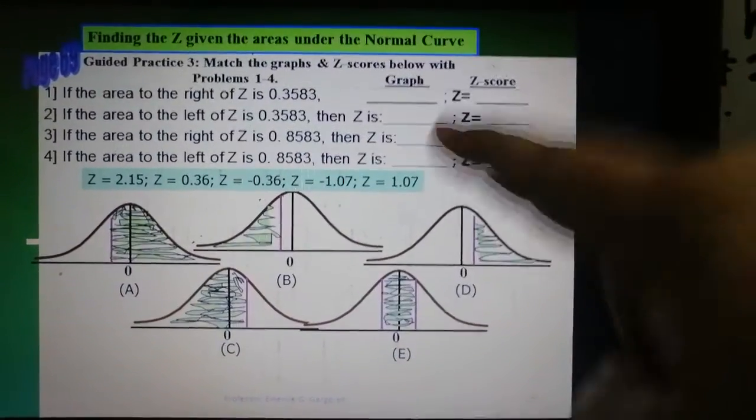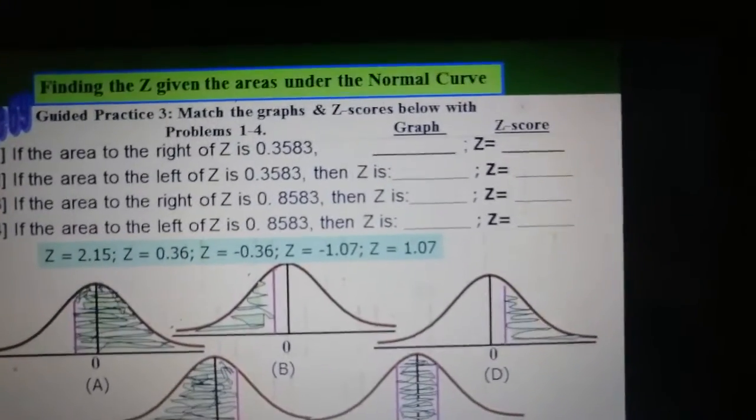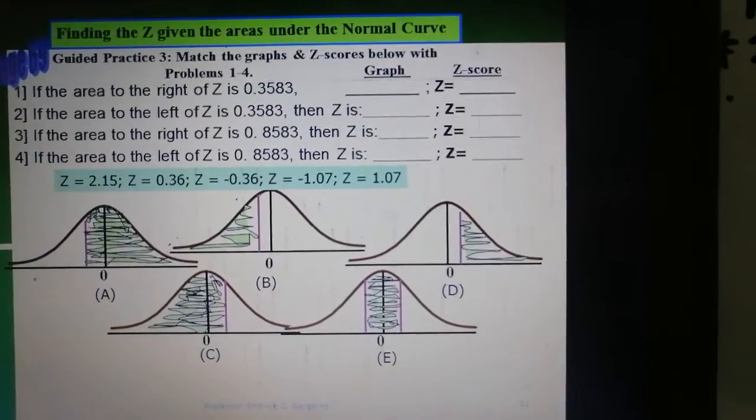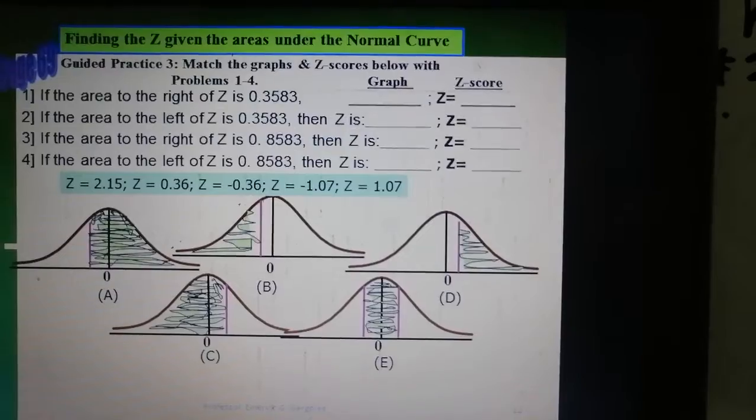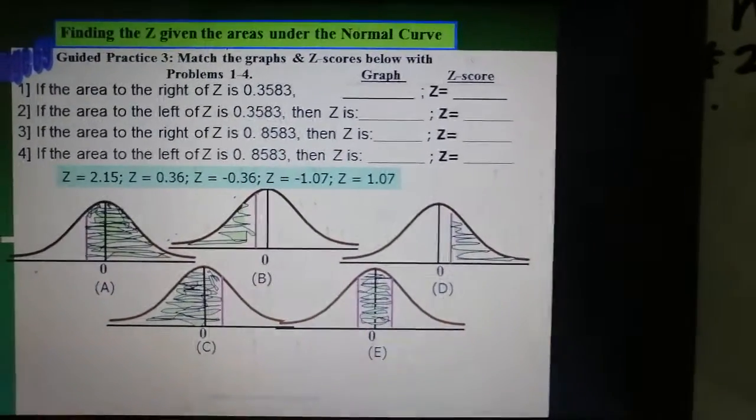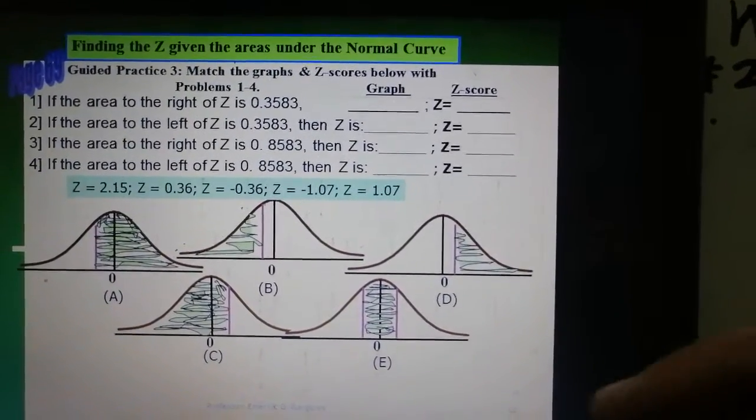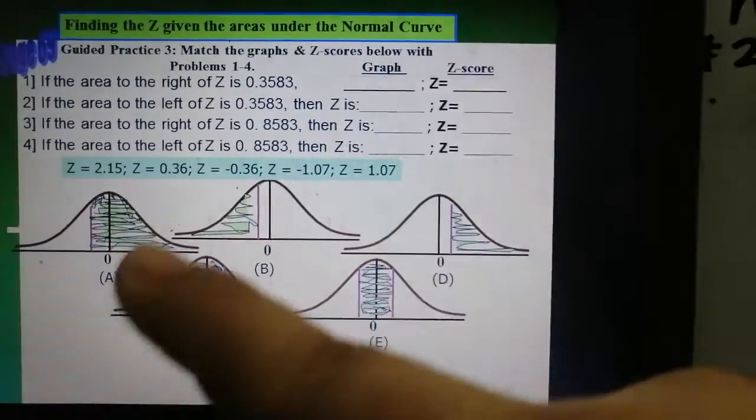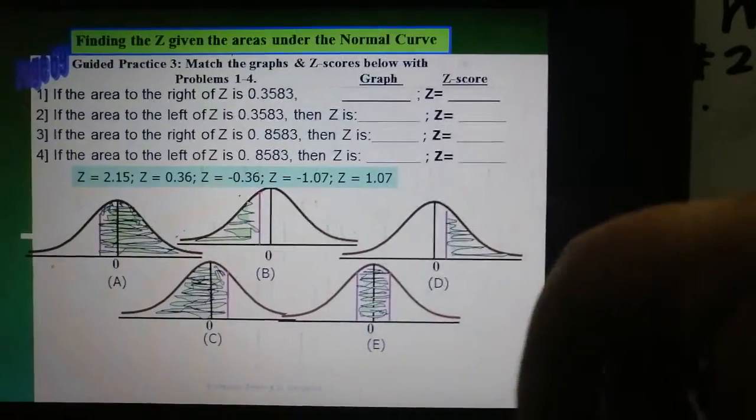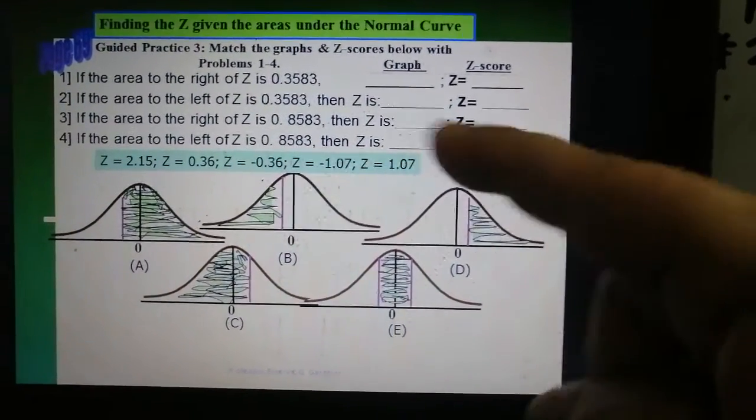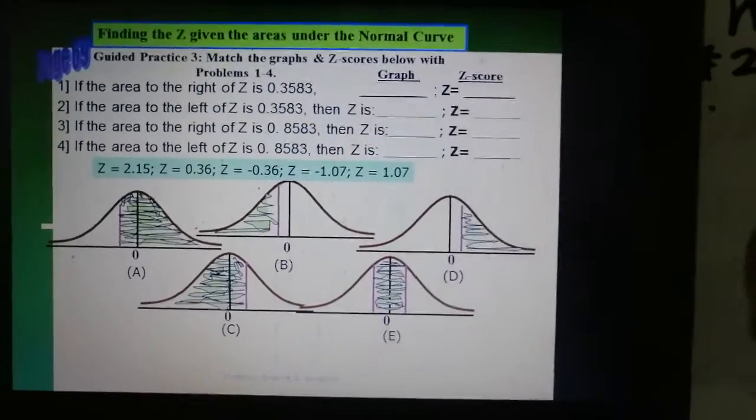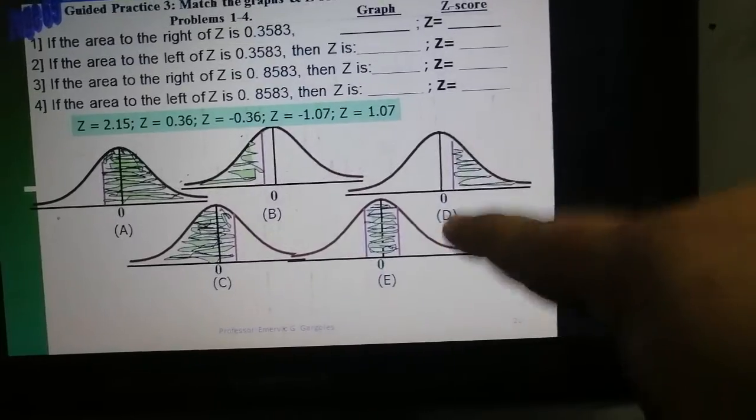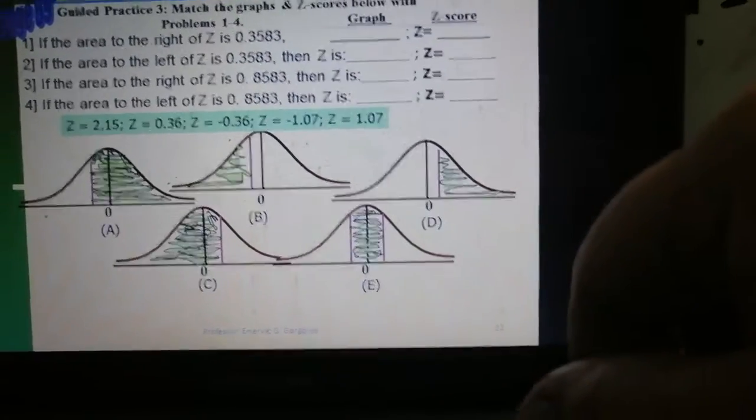Let's work first on the graphs. On number 1, the area to the right of z is 0.3583. So what area do you expect is shaded? Is it the right tail or the left tail? Oh, the right tail because it is the area to the right. So among the graphs, which do you think is the most appropriate graph? Oh, the graph that satisfies the condition in number 1. It's either graph A or graph D because the shaded regions are to the right.